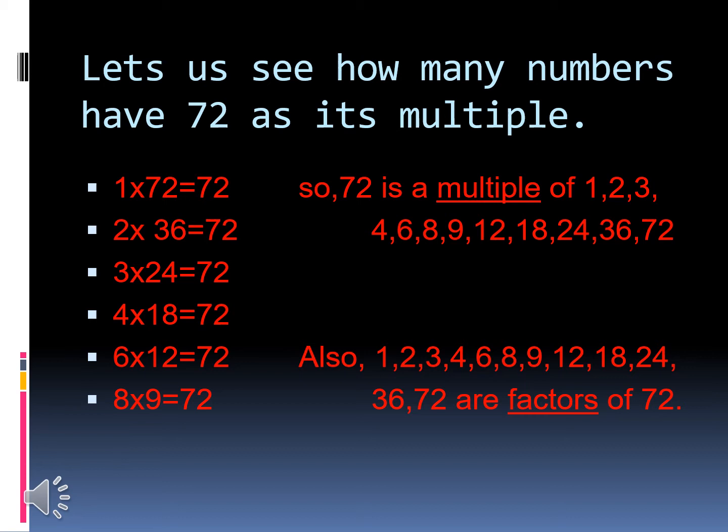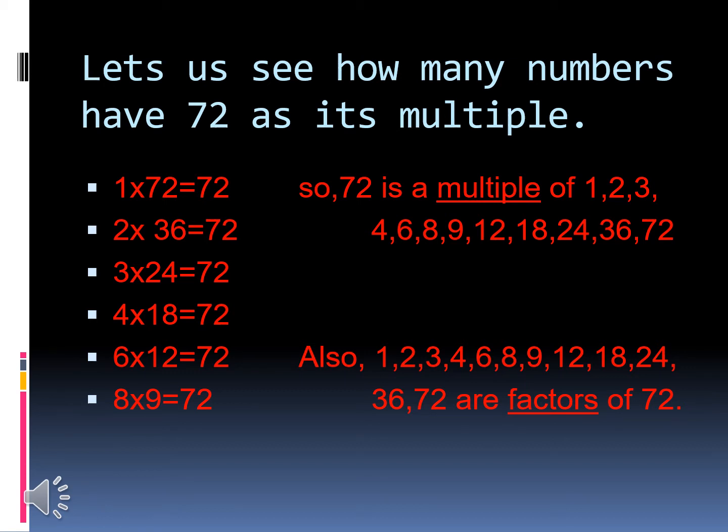Starting with the table of 1. 1 into 72 gives you 72. 2 into 36 gives you 72. 3 into 24 gives you 72. 4 into 18 gives you 72. 6 into 12 gives you 72. 8 into 9 gives you 72.